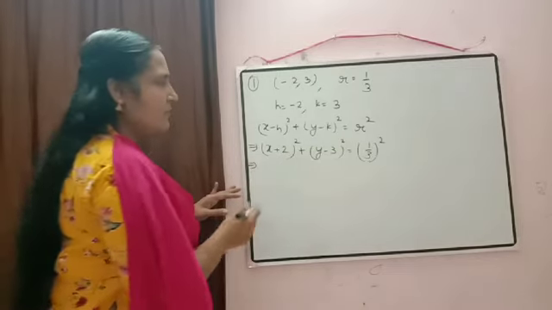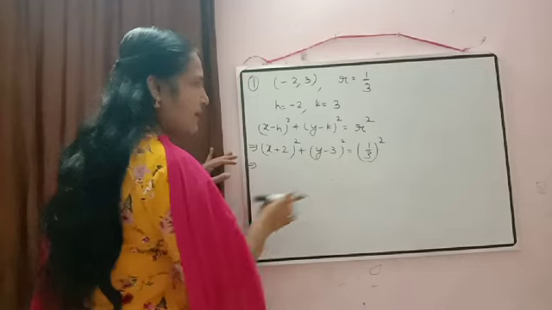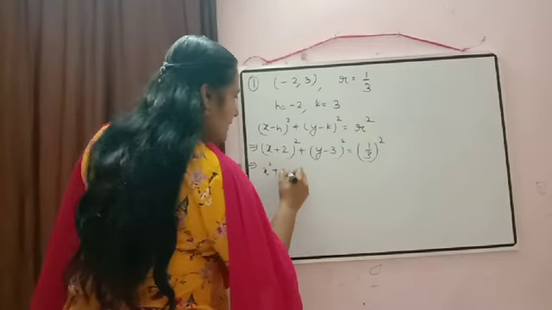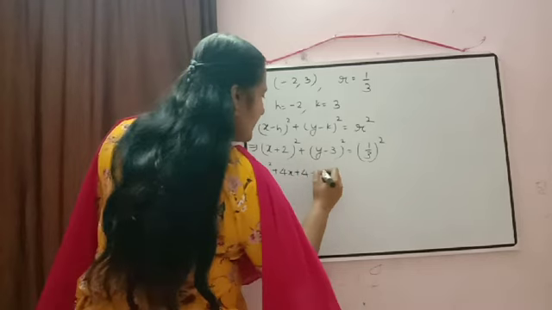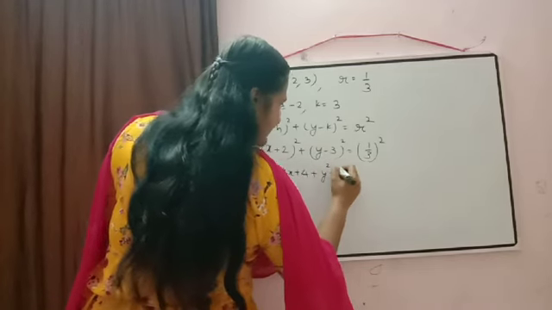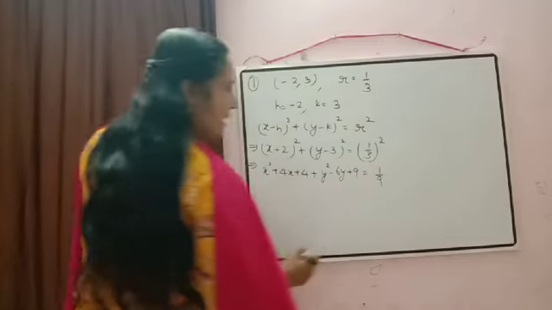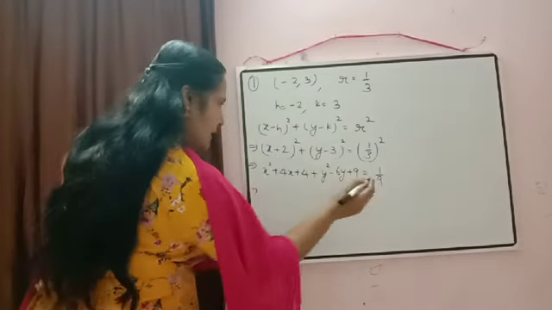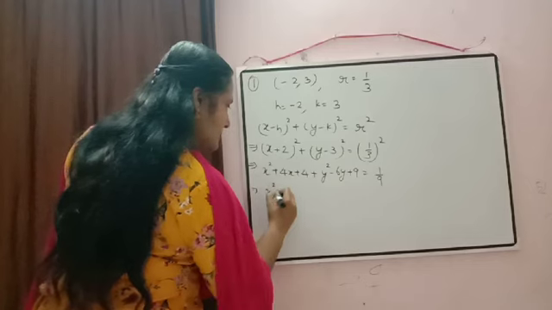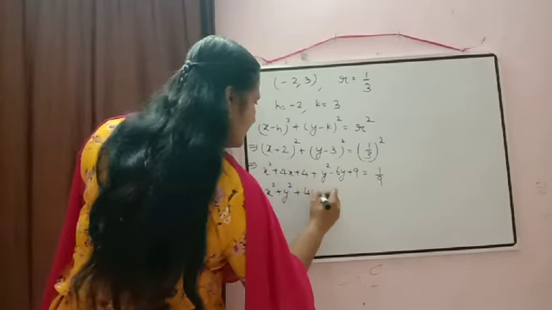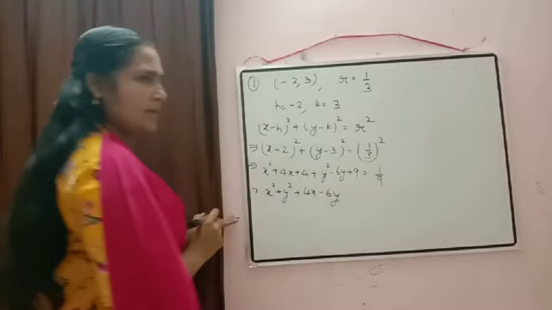Now what we will do? Just expand it using the identity. Then we will get here x square plus 4x plus 4 plus y square minus 6y plus 9 is equal to 1 by 9. 1 by 9 you can shift here, remaining is x square I am writing first, then y square, then coefficient of x. In this way, generalized, we are doing it.